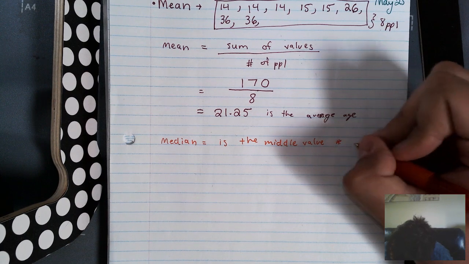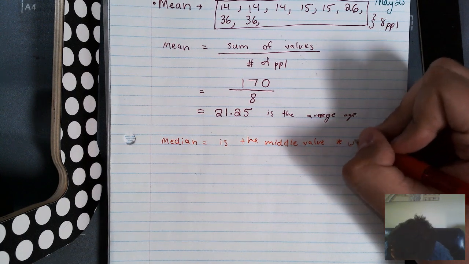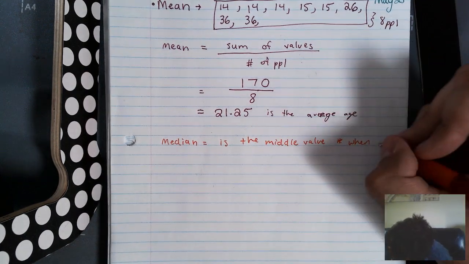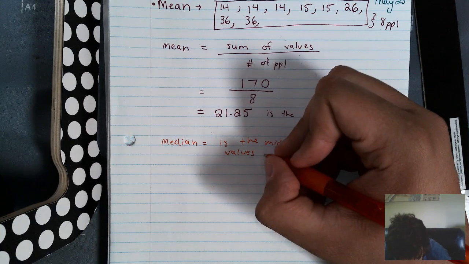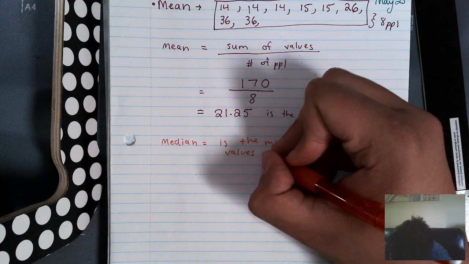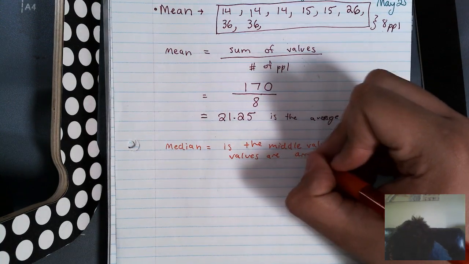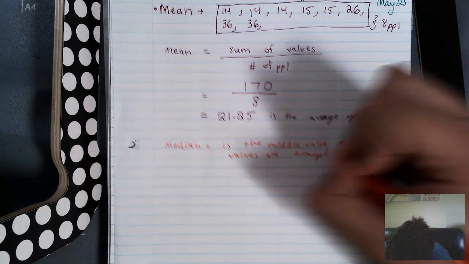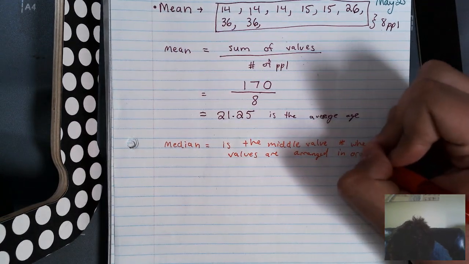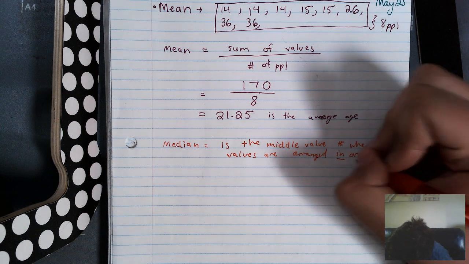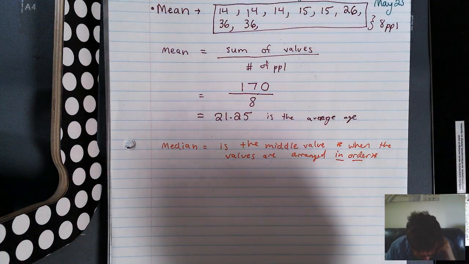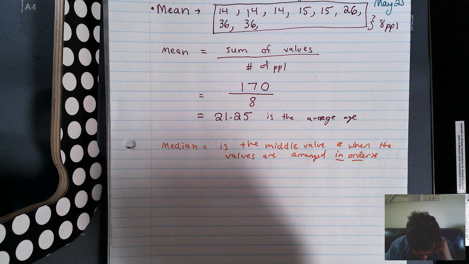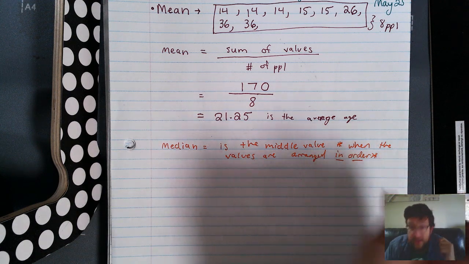I'm going to put a star when the values are arranged in order. So that's a very important part to remember. Very important to remember that it has to be in order.